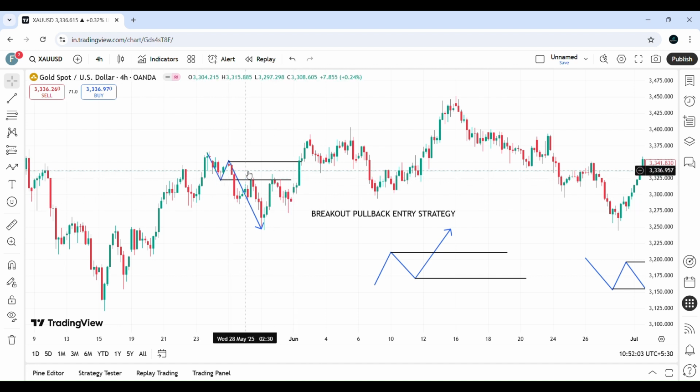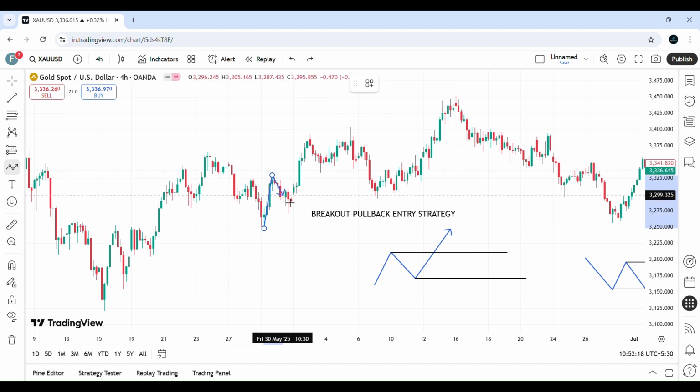Now let's delete all of these and keep drawing. Let's check over here. You have your low, you have your high, you have your lower low, and you have your high again. Now draw your neckline. This is your neckline.